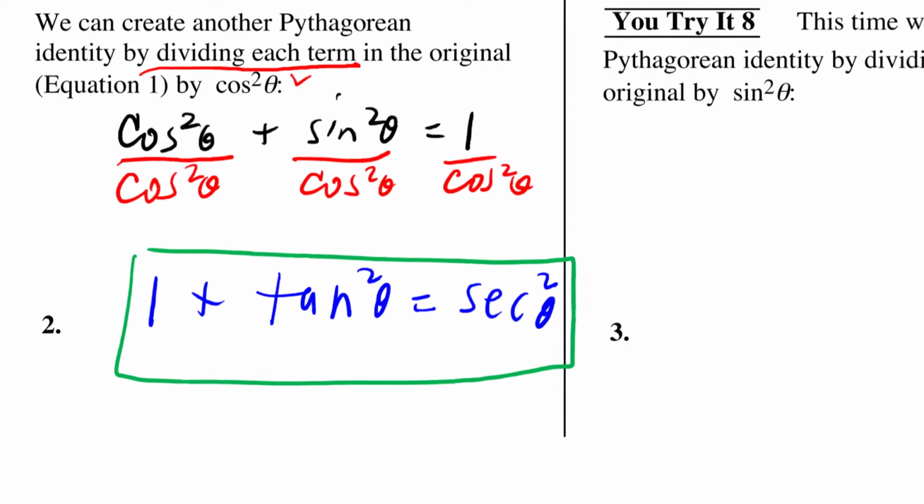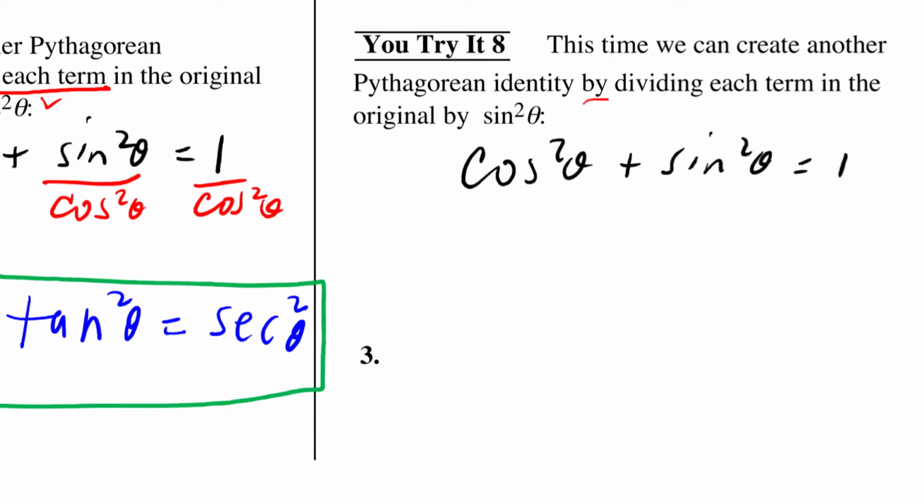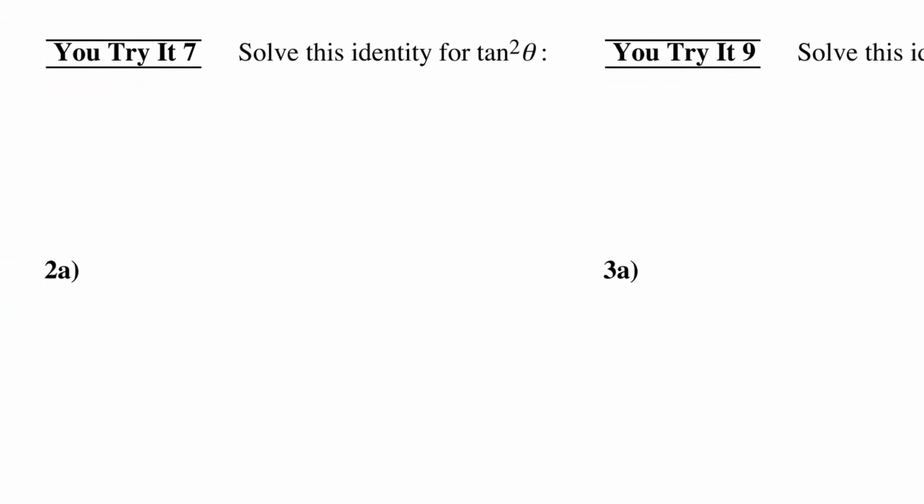We can do the same thing by taking the original basic Pythagorean identity, cosine squared theta plus sine squared theta equals 1, and divide it now by sine squared theta, each side, each term. We'll generate one more Pythagorean identity. The one that you need to be most familiar with is the original, cosine squared theta plus sine squared theta equals 1. As you can see, all others come from that, and I'll let you finish that yourself.